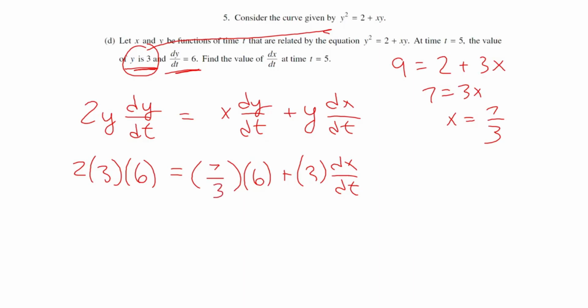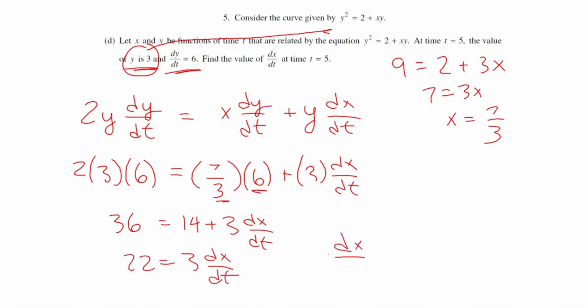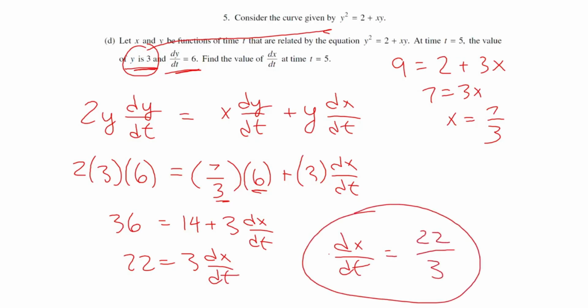And now we can just solve for dx/dt. 2 times 3 is 6, times another 6 is 36. Over here, 6 over 3 is 2, times the 7 is 14. And if you subtract 36 minus 14, you'll get 22. So we have dx/dt is equal to 22 over 3.